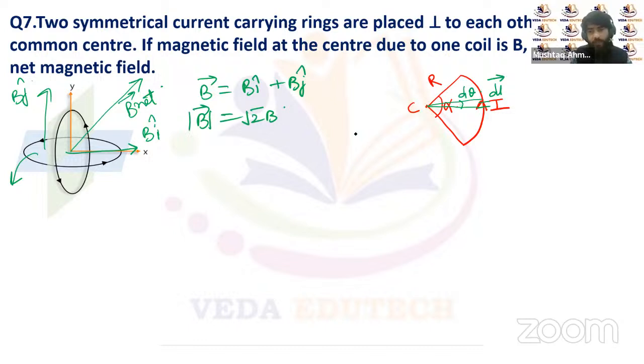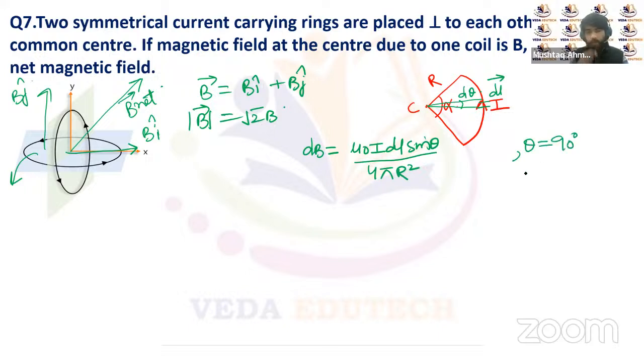So the net magnetic field at the center, with the Biot-Savart law, will be dB equal to mu naught I dL sine theta upon 4 pi r square. Now the distance between the current element and the center is capital R, the radius of this arc. Theta here is 90 degrees, because a tangent is always perpendicular to the radius in case of circles. So sine of 90 is equal to 1.